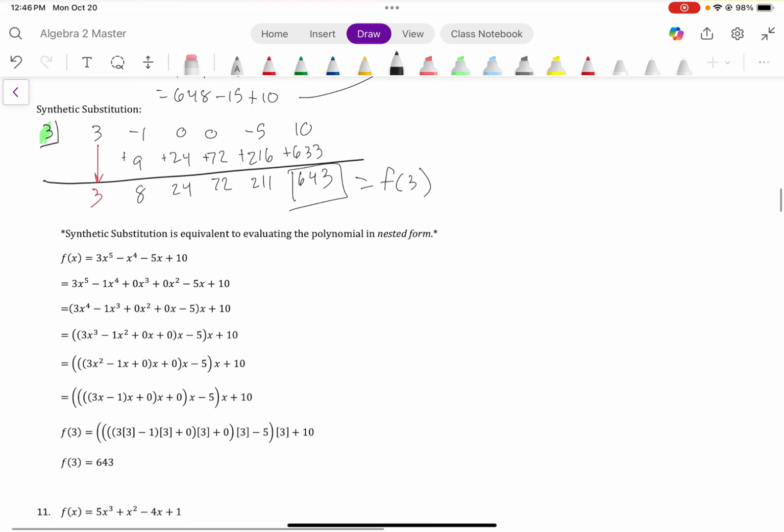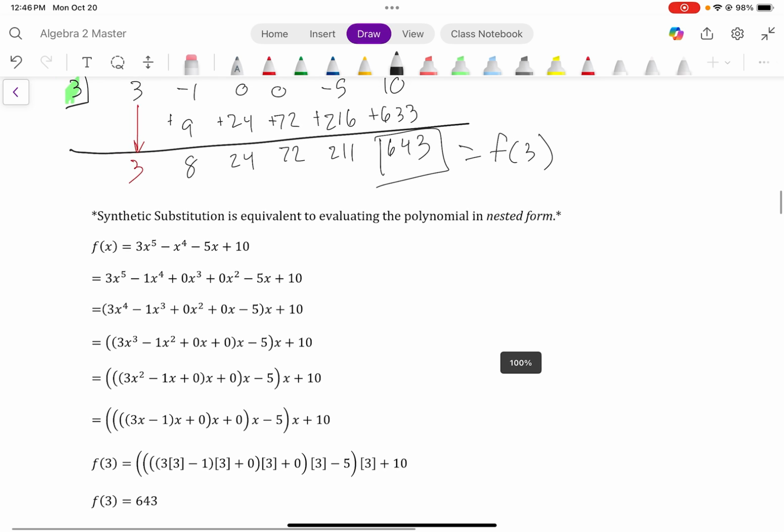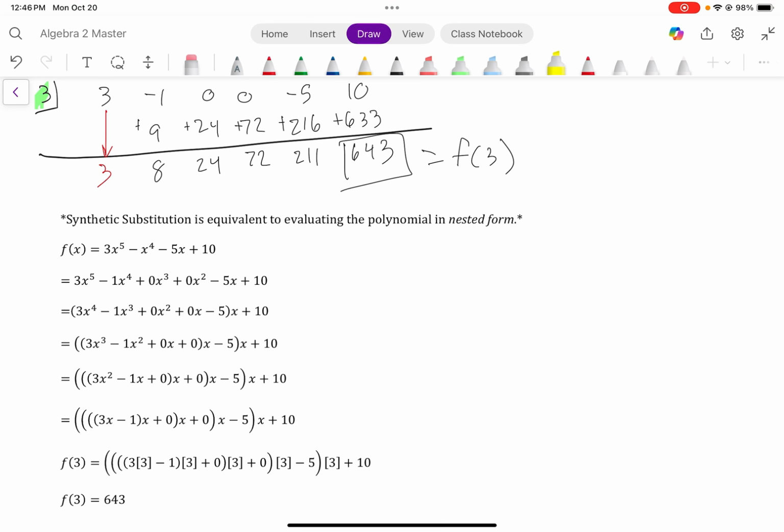Now, this next little piece, this is the behind the scenes of why this works. This is a hideous looking thing to look at, but it's what happened. So let's dive in a little bit. 3 times 3 minus 1. 3 times 3 is 9 plus negative 1. Okay. Then I have plus 0. Then I'm multiplying that by 3. Oh, I got ahead of myself. This times 3 gets me that 24. Then I add 0.